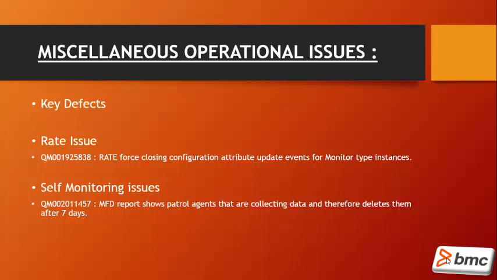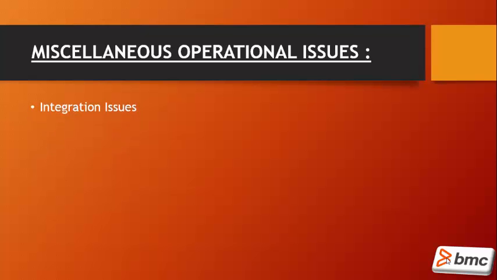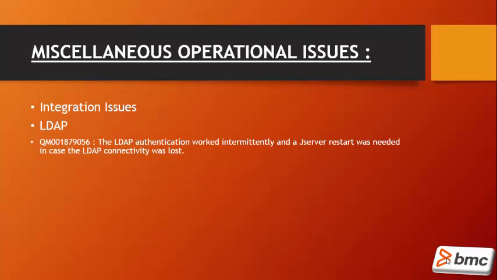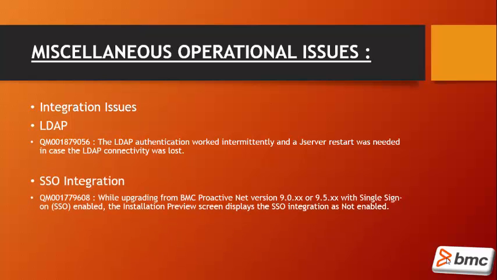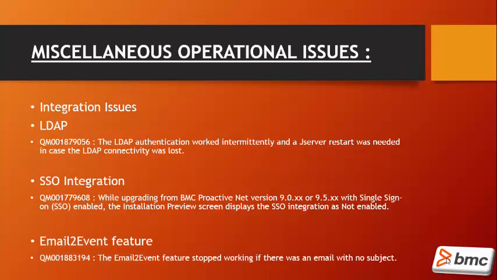Secondly, we have also fixed integration issues with LDAP and SSO. For LDAP, QM056 will fix the intermittent LDAP authentication issue, and QM608 will provide the ability to upgrade BPPM 9.0 on 9.5 users with SSO already integrated. Lastly, we have fixed the email to event problem. This is a defect where the feature stops working if there is any email with no subject. It is primarily addressed for end users who are using this feature in their environment for converting emails with high importance to events.